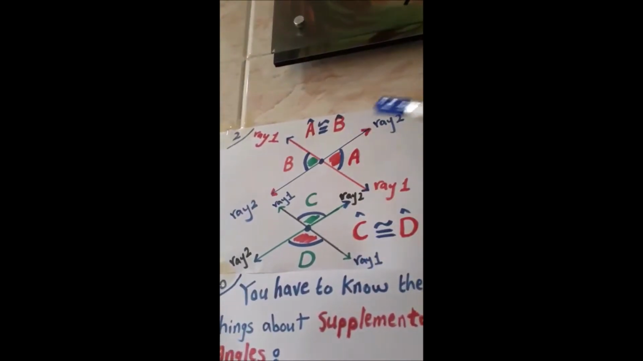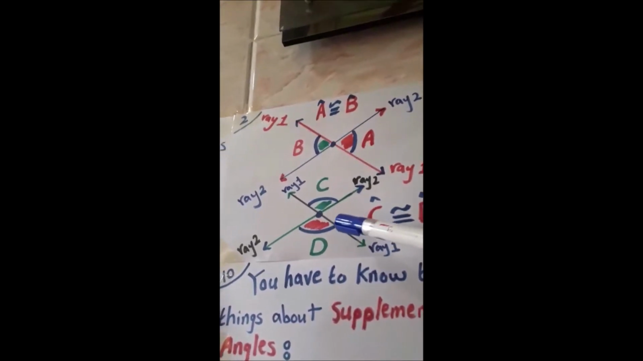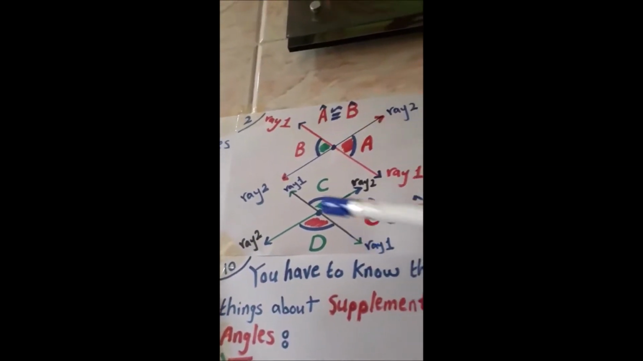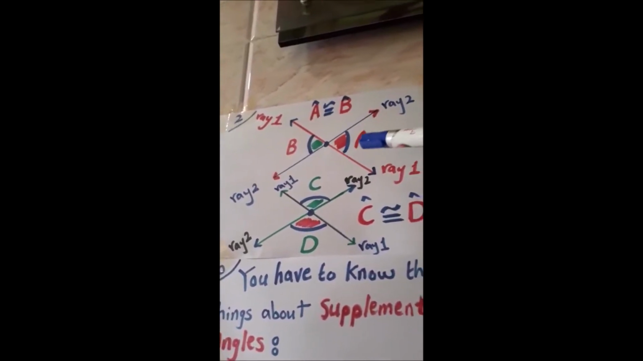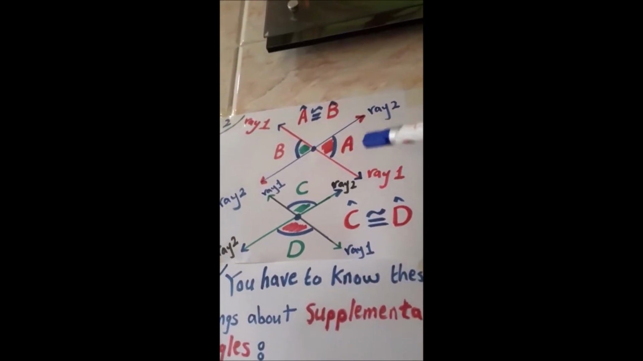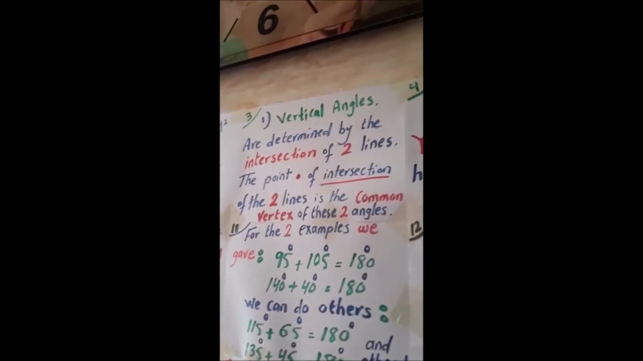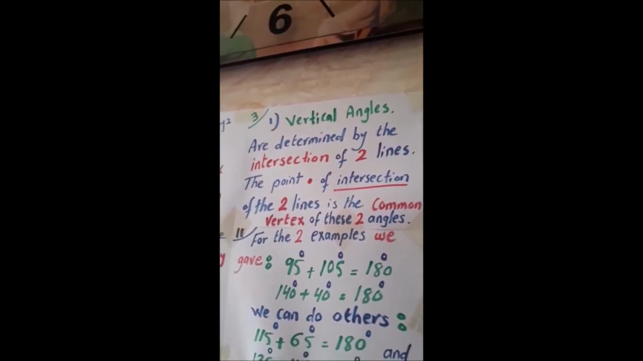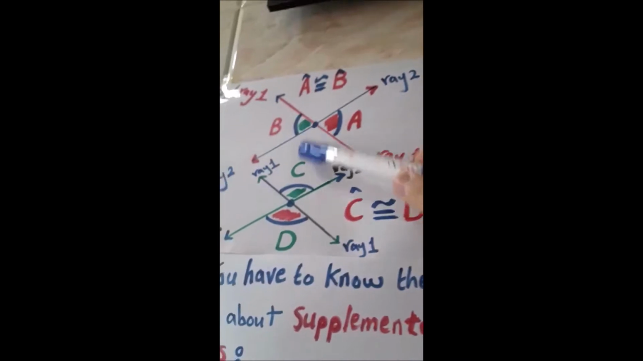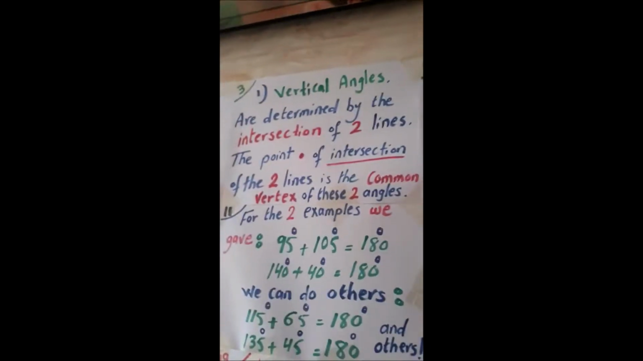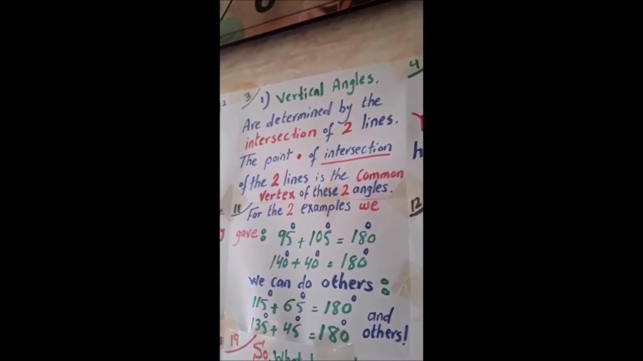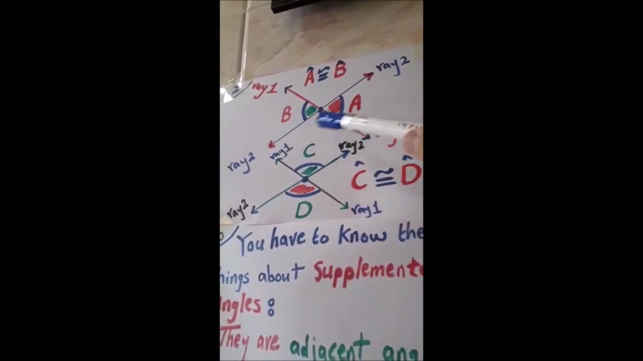Yes, as you see, guys, we have this line, and this is the point of intersection. And again, for C and D, we have this line and the point of intersection. By this, we have two pairs of vertical angles, A and B and C and D. So they are determined by the intersection of two lines and the point. Here we have this point and here we have this point. So the point is the point of intersection of these two lines, the common vertex of these two angles. The common vertex is this one for angles A and B, and this common vertex for C and D.